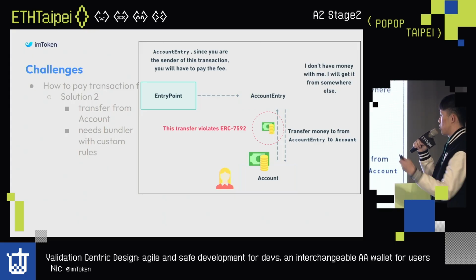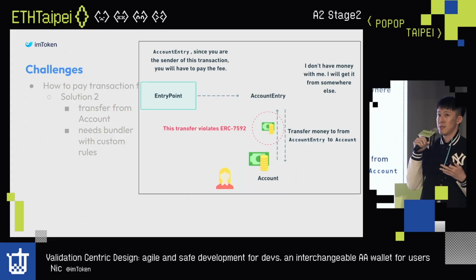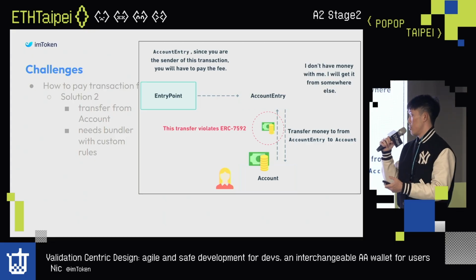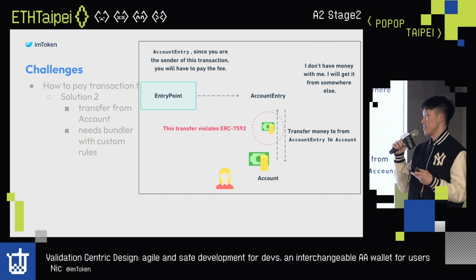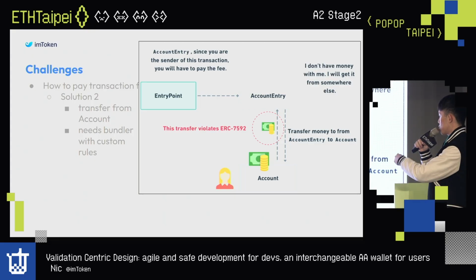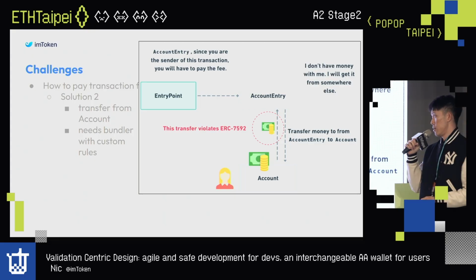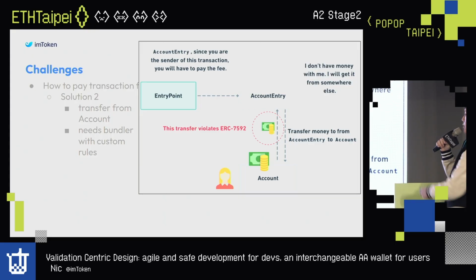Right now, this violates the rules, though it's like a soft rule, and the bundler really doesn't have to enforce it. So you can imagine there are bundler services that are fine with the risk of this transfer, and they can totally accept the transaction and forward it on-chain for you. So solution two is very straightforward, but it also comes with one downside.